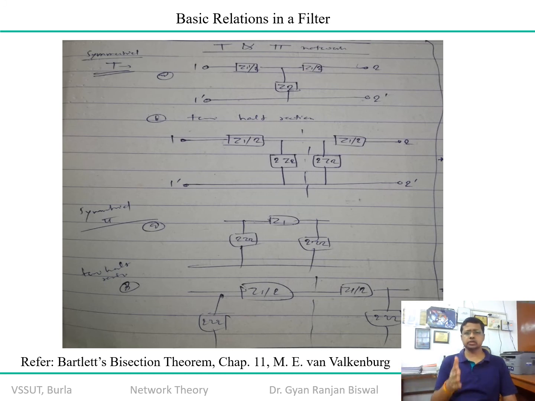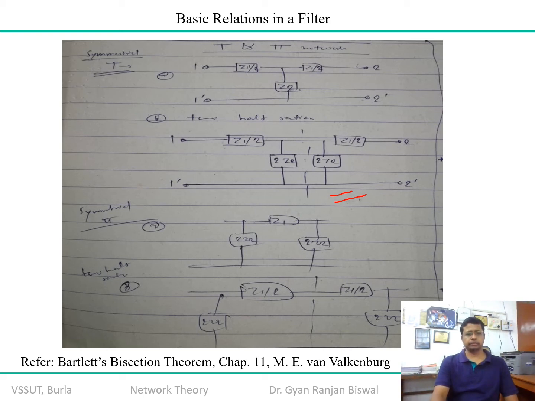Z2 is a shunt arm, so I should apply twice of Z2 in one half and twice of Z2 in the other half, and then draw the line in between. Then I can say that this structure below is the Bartlett bisection, or the symmetric circuit of the previous one, as far as the T structure is concerned.